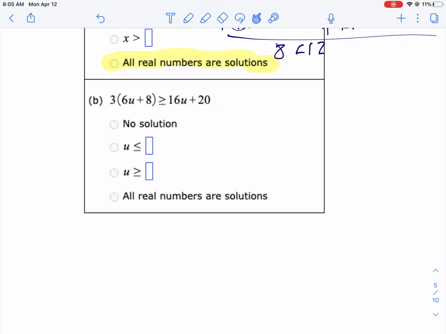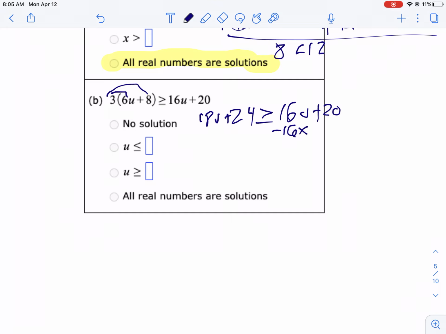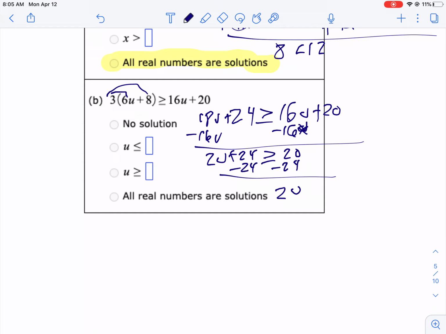Let's approach letter B kind of the same way. Let's distribute first. So we get 18u plus 8 times 3 is 24, greater than or equal to 16u plus 20. I'll minus 16u from both sides. 2u plus 24 is greater than or equal to 20. Minus 24 from both sides. 2u is greater than or equal to negative 4. Divide both sides by 2 at this point. U is greater than or equal to negative 2 is what we're looking for there.